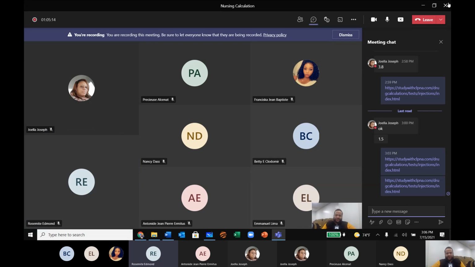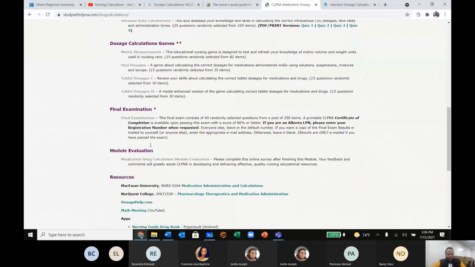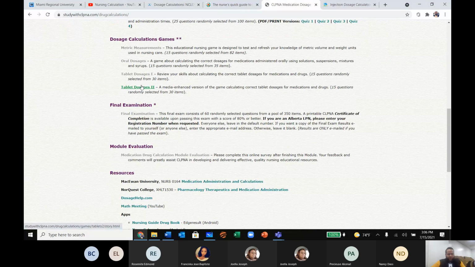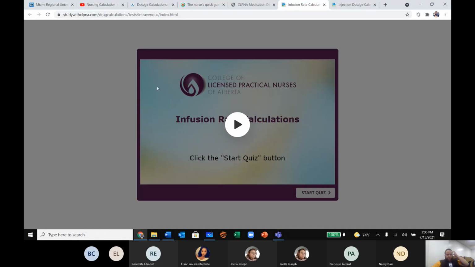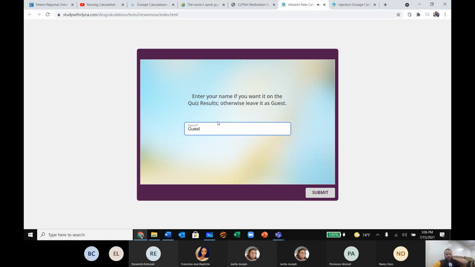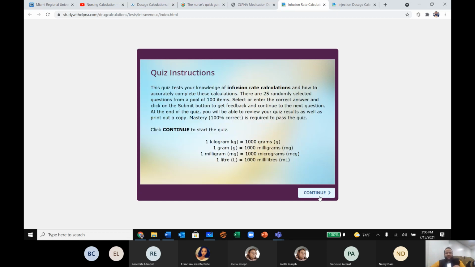Okay, let's do some problems with tablet calculation. Let's do something with infusion rate. I'm working right now on a project where I'm delivering a course totally free for all the students of the school, related to nursing calculation, that will be included in your portal. Soon that will be appearing. I'm working on it.